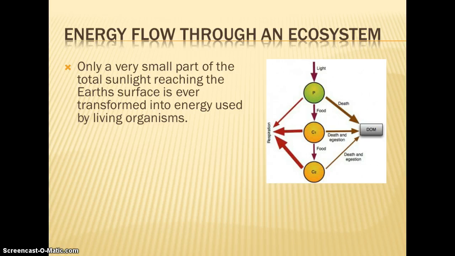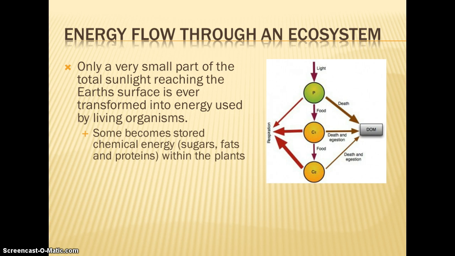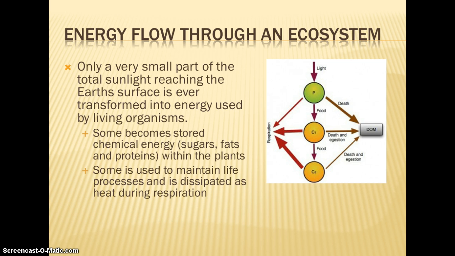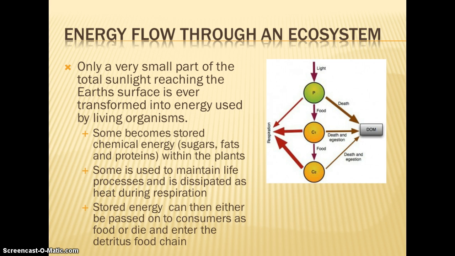So when we look at how energy flows through an ecosystem, only a very small part of that sunlight that reaches the surface is transformed into glucose and passed along in those food chains. So some of that solar energy does become stored within the plants itself. That's what creates its biomass. Some maintains the life processes of the plant. The rest is dissipated as heat during respiration. So the energy that was stored in the biomass is passed on to the consumers. The consumers are consumed and it goes on through the food chain, or the decomposers are going to break down the living thing once it dies and turns into detritus.